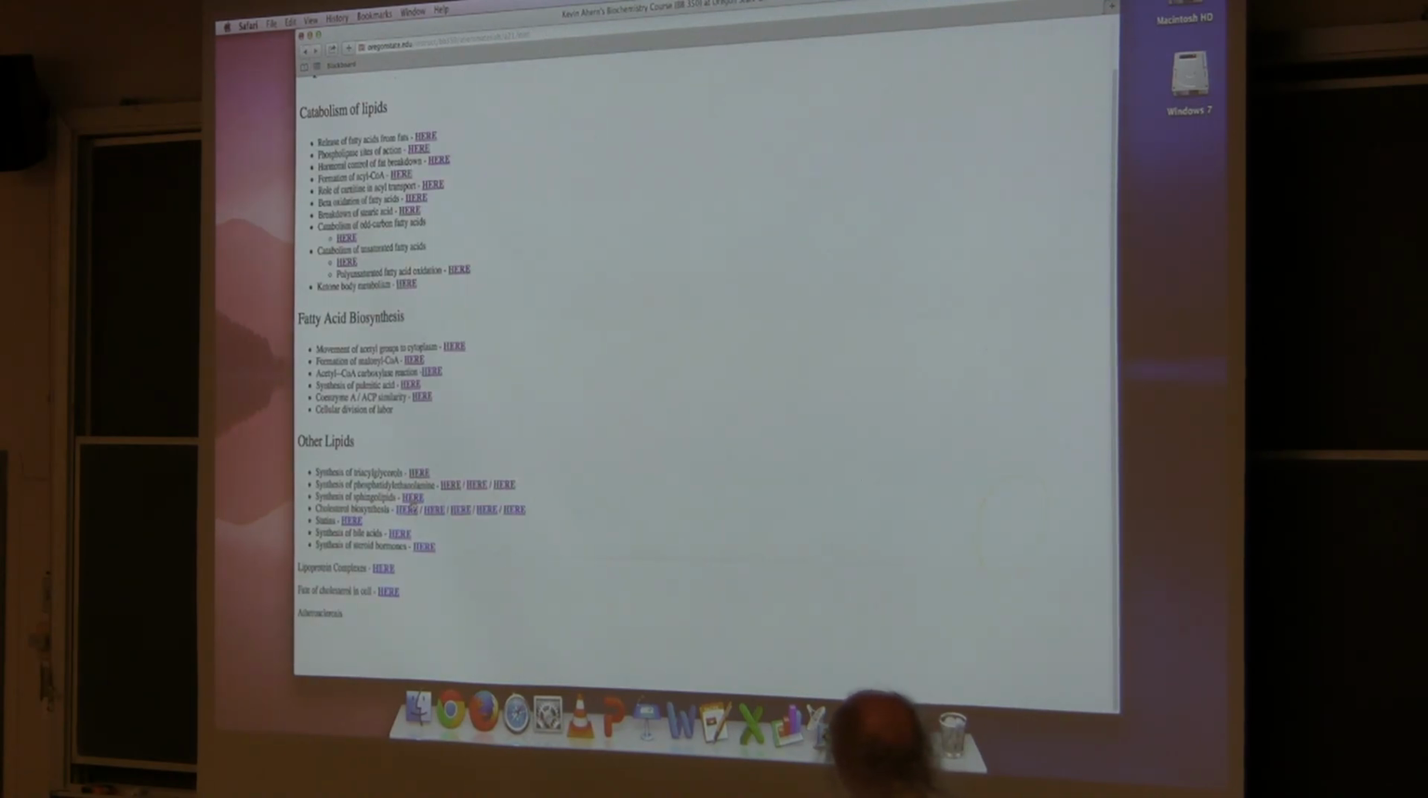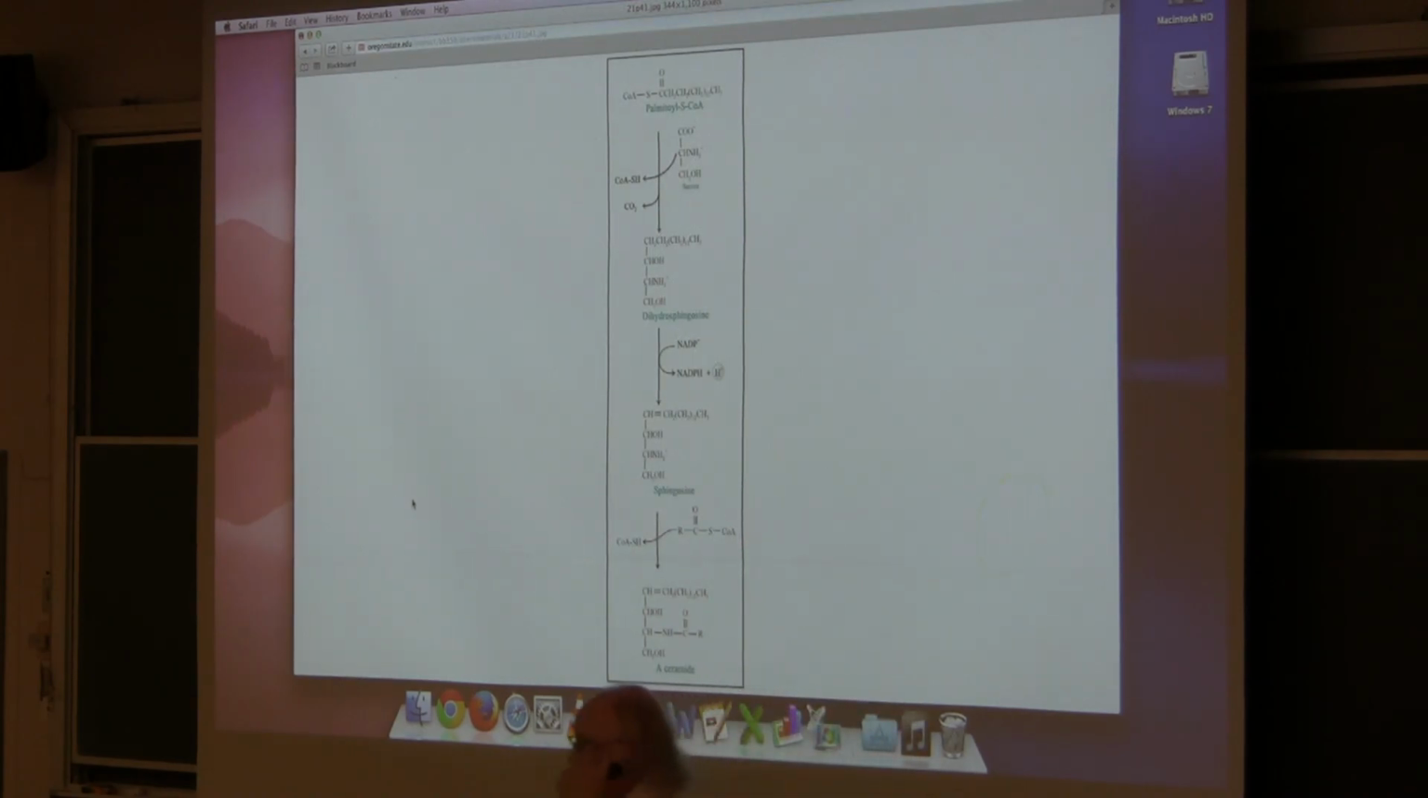All right. Sphingolipids, we've talked about them already. And sphingolipids also are important compounds for making membranes. The synthesis of sphingolipids requires two things. One, it requires palmitic acid, the very thing that fatty acid synthesis just made.